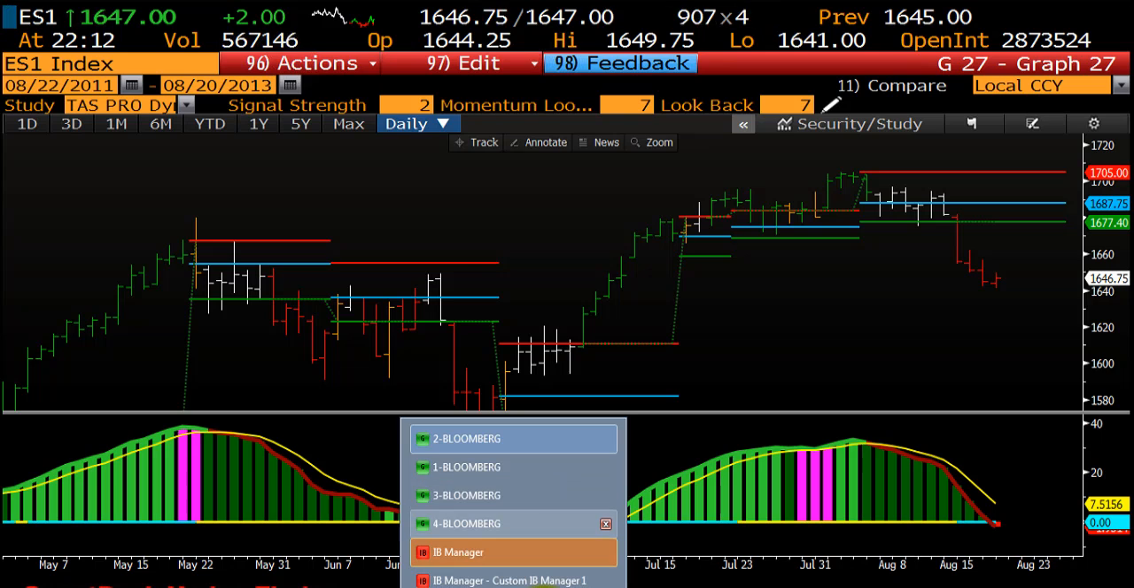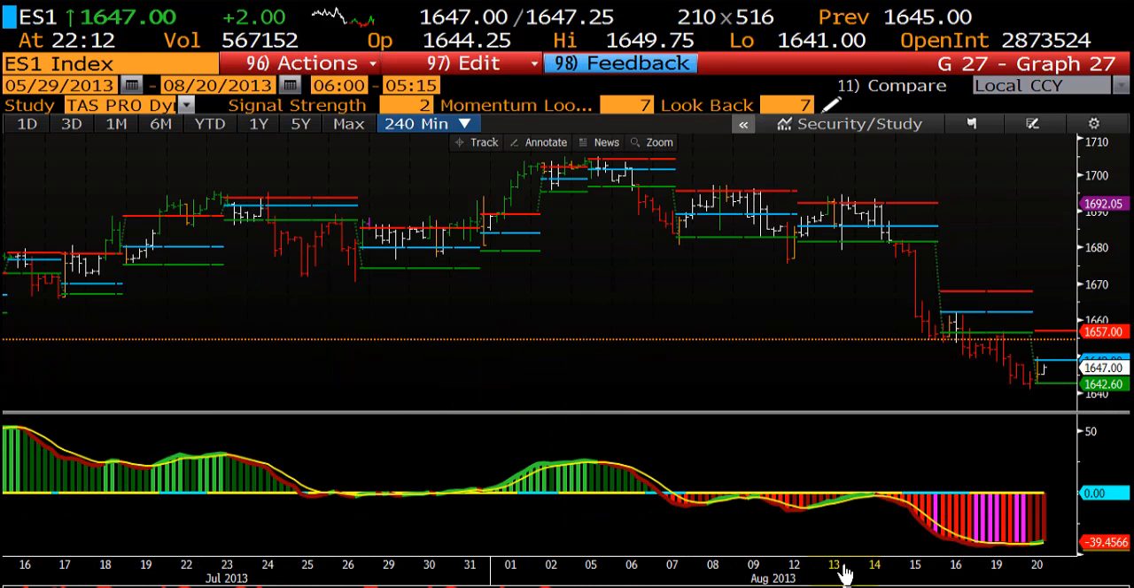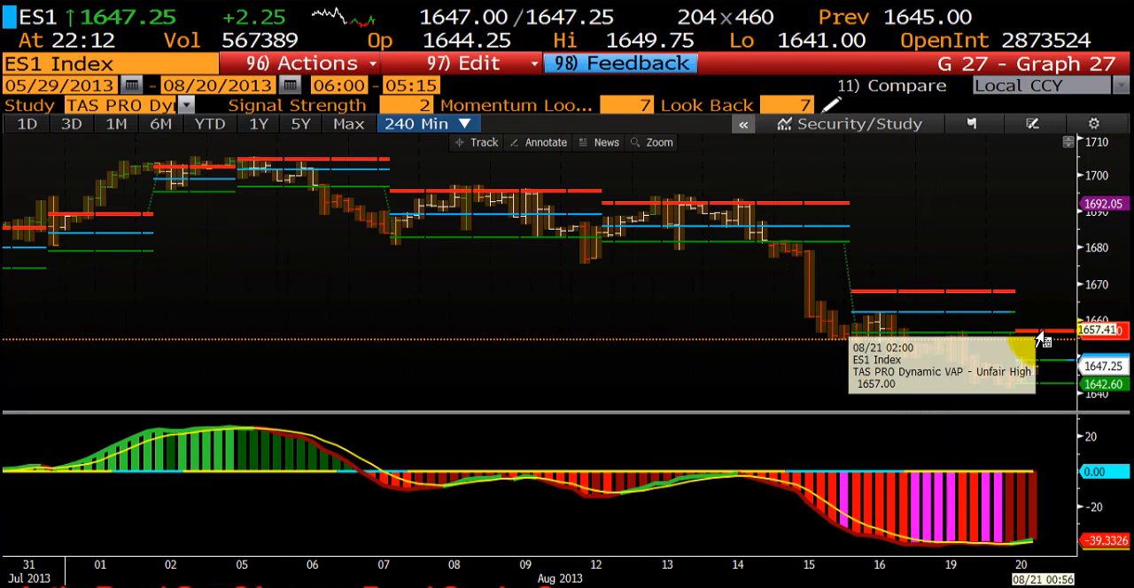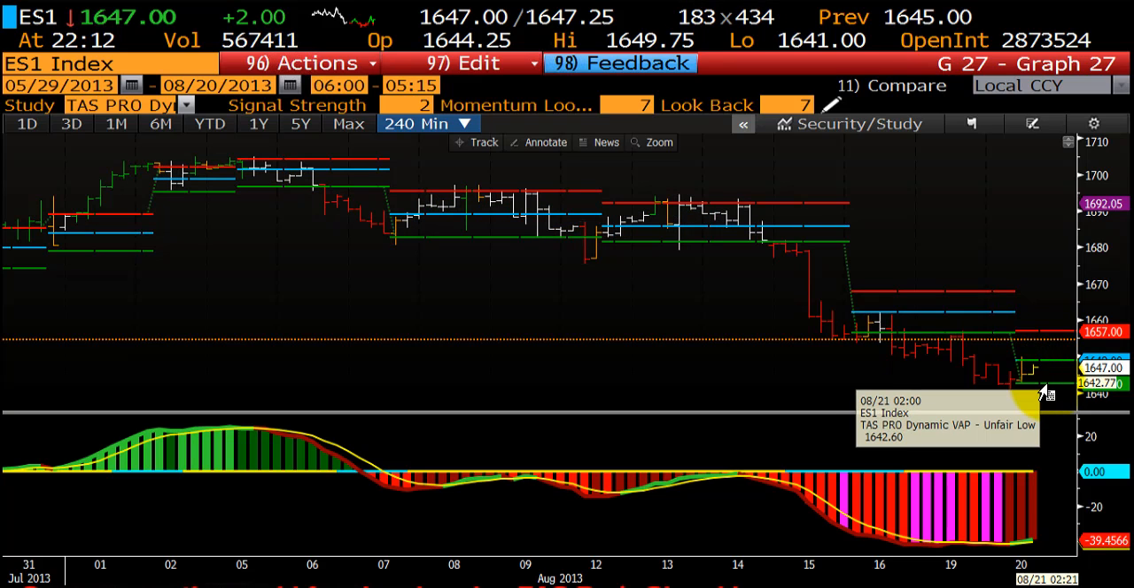Now let's go down into our 240. Now we see on this time frame, again, not to bore you to death here, but just to follow up on different time frames, 1657 is the top of our box. 1642 is the bottom of our box.